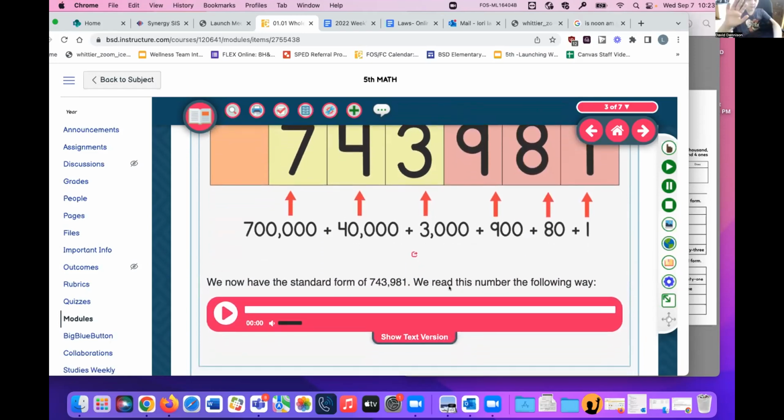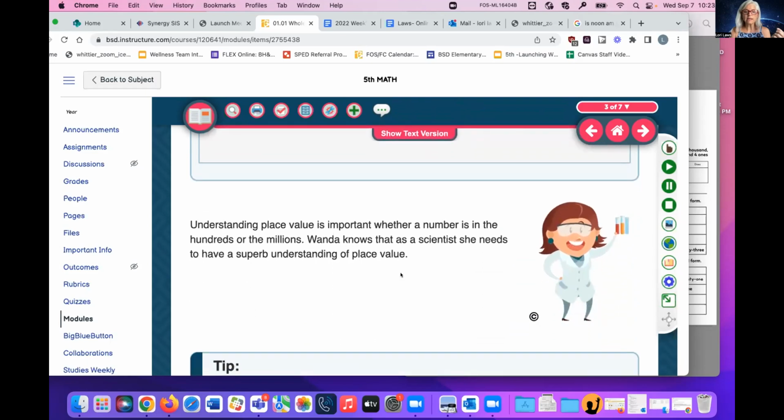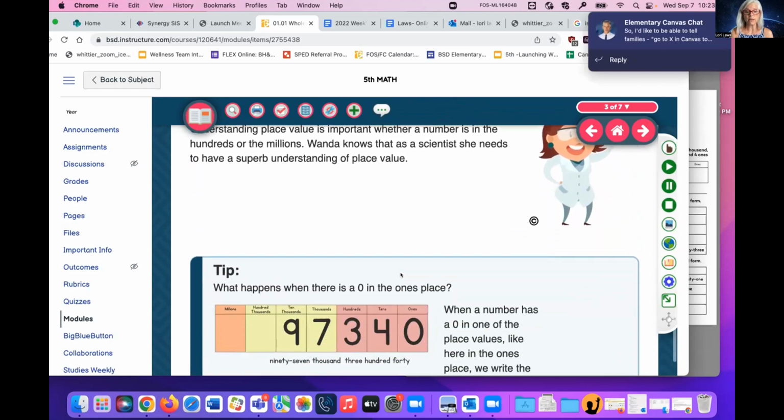We now have the standard form and we read the number the way we just read it. Understanding place value is important, whether a number is in the hundreds or the millions. Wanda knows that as a scientist, she needs to have a superb understanding of place value.